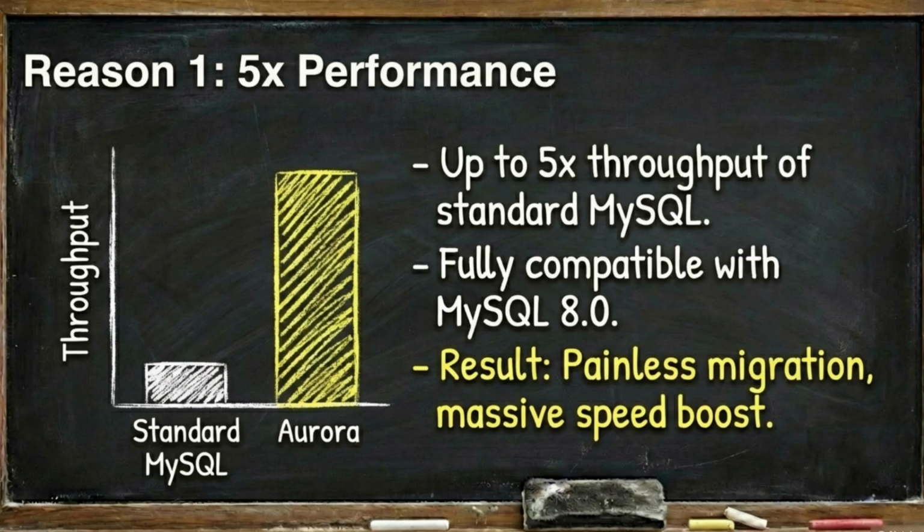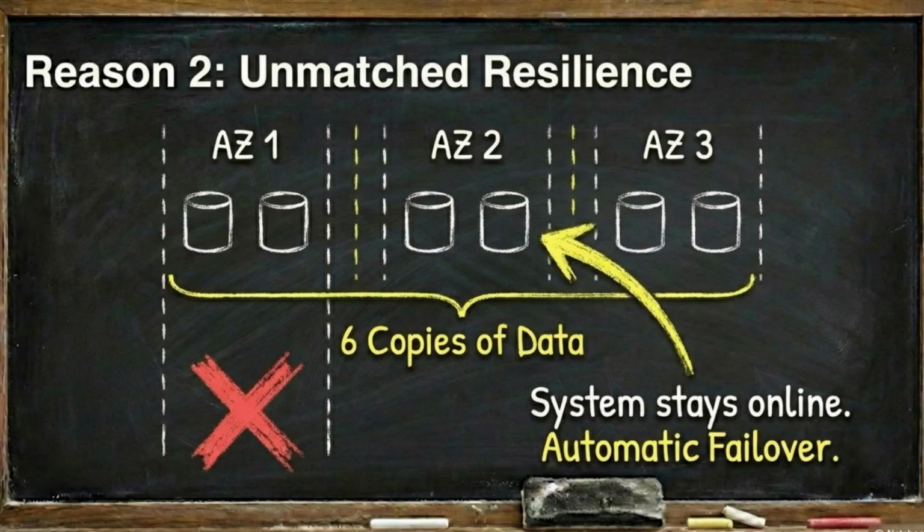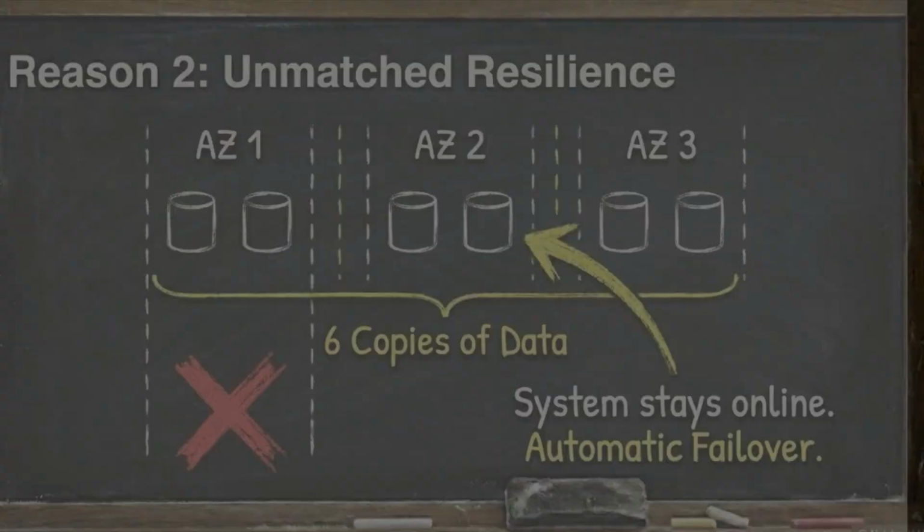Second, compatibility. The company already uses MySQL. Aurora is fully MySQL compatible, meaning migration is relatively painless. No application rewrite required. Third, high availability with multi-AZ. Aurora automatically replicates data in 6 copies across 3 availability zones. If one zone fails, the system keeps running. Failover happens in seconds, not minutes.